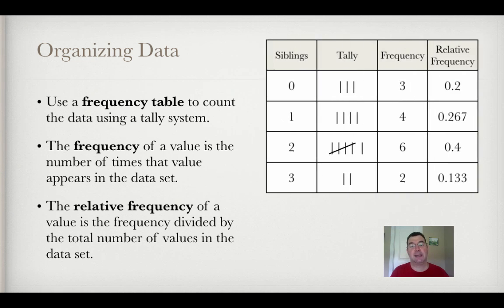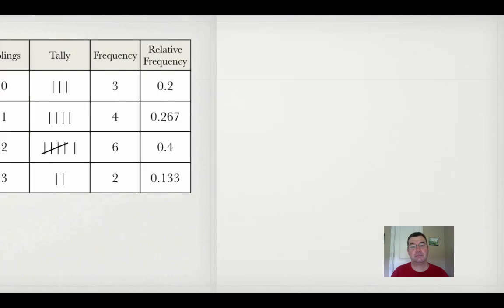So if I look at this table right here, I'm counting the number of siblings that people have, and as you can see, there are 3 people that have no siblings, 4 people that have 1 sibling, 6 people that have 2 siblings, and 2 people that have 3 siblings. So there was a sample of a total of 15 people that were asked. So the relative frequency would be each of those numbers, the 3, the 4, 6, and the 2, all out of 15. And that would get me my relative frequencies.